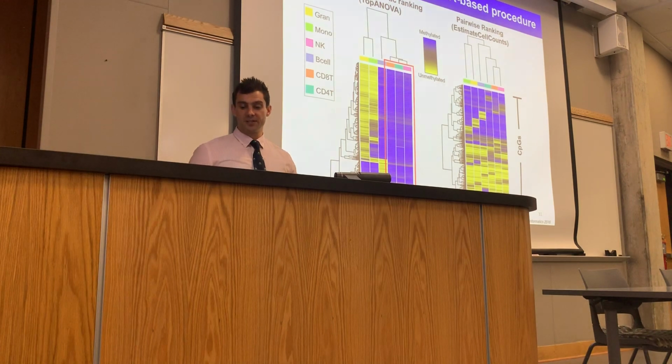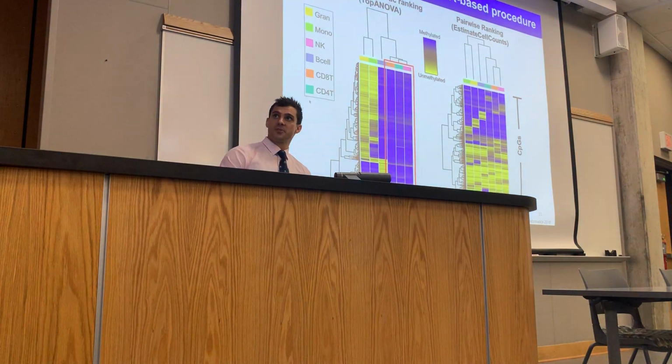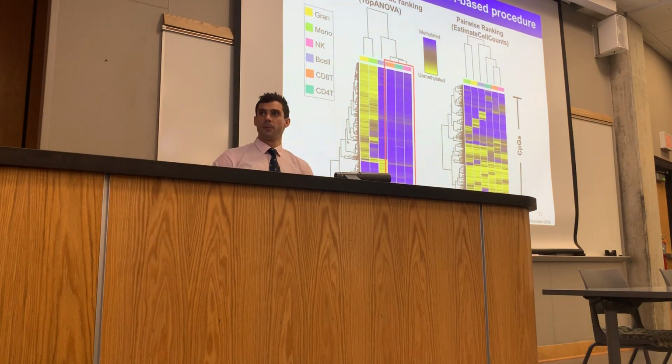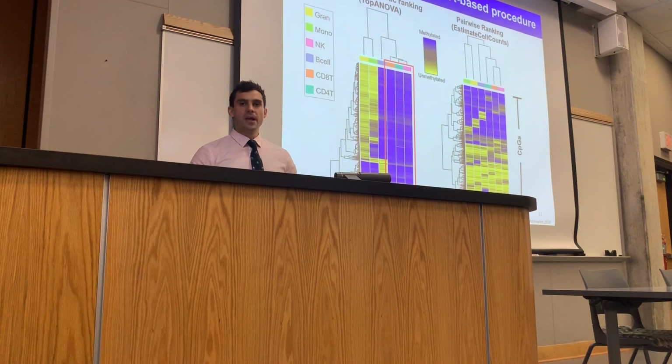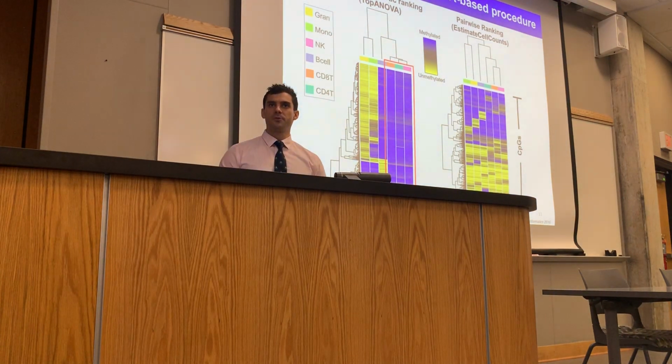So let me give you an example. There are two heat maps on the slide. I want to focus your attention on the heat map on the left-hand side. In the original Houseman paper that was published in 2012, they proposed an approach based on ANOVA ranking. It's not really important what that is, but it was used for selecting the library that was used to deconvolute cell composition.